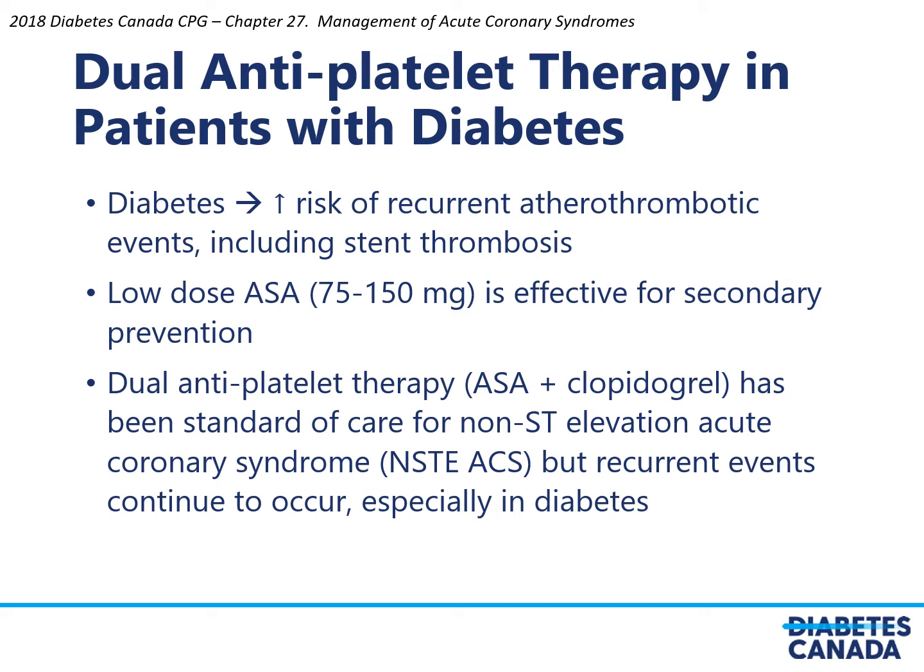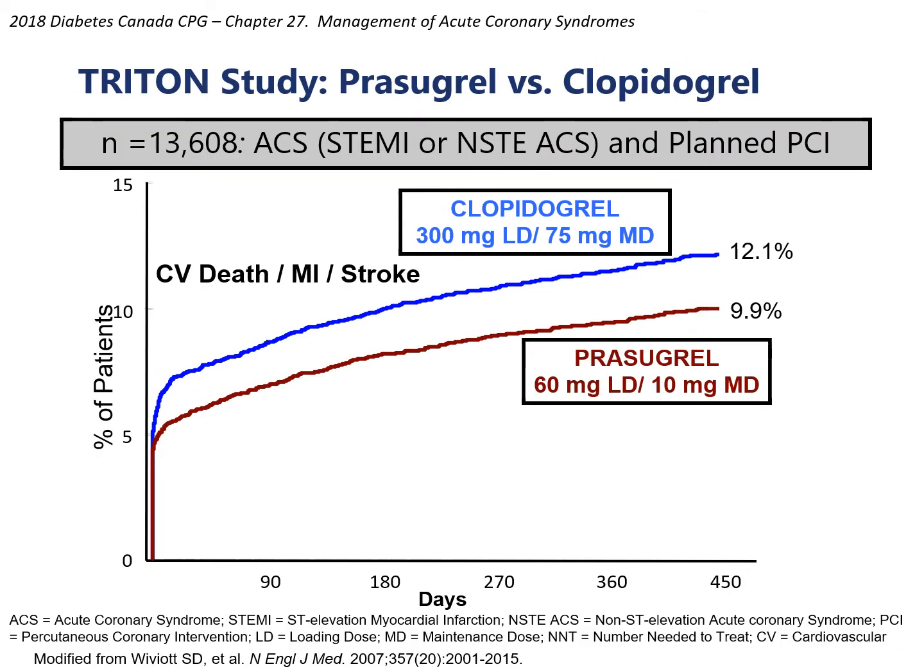Diabetes confers an increased risk of recurrent atherothrombotic events, including stent thrombosis. Randomized controlled trials have been conducted to determine if different antiplatelet therapies would be more effective. The Triton study was a randomized controlled trial of Prasugrel versus Clopidogrel on top of aspirin therapy in those with ACS and planned PCI.